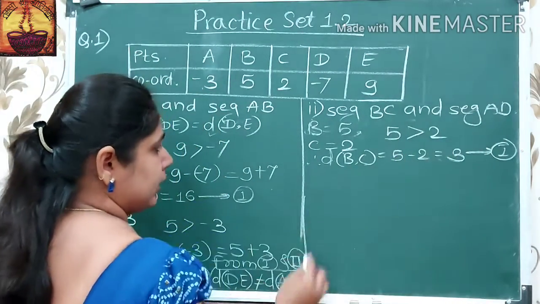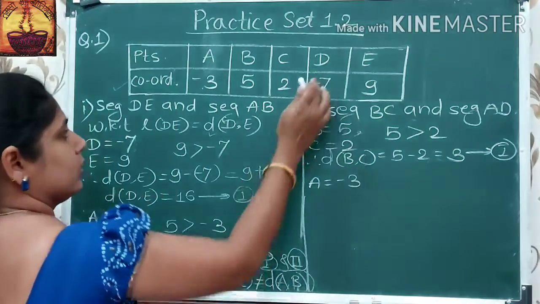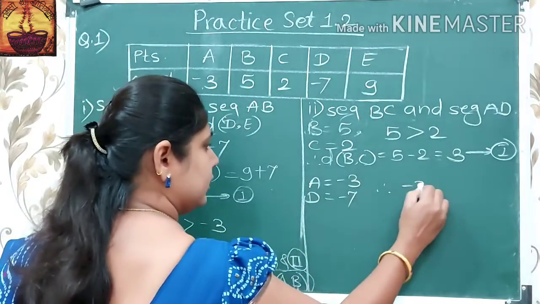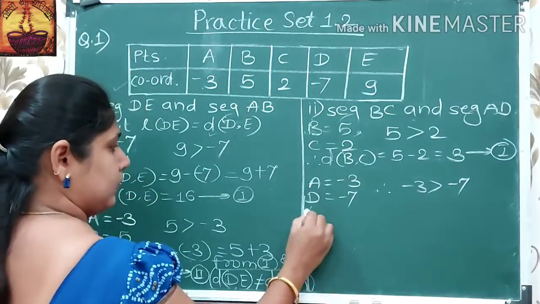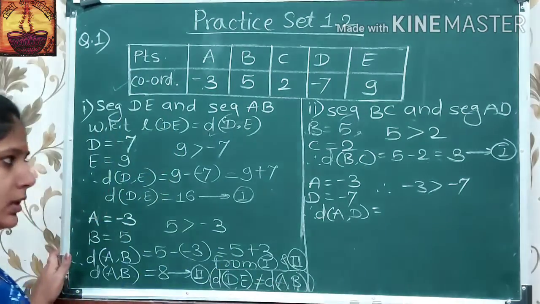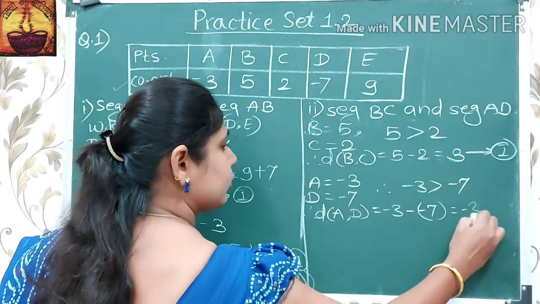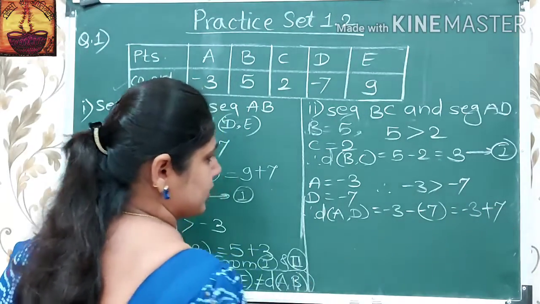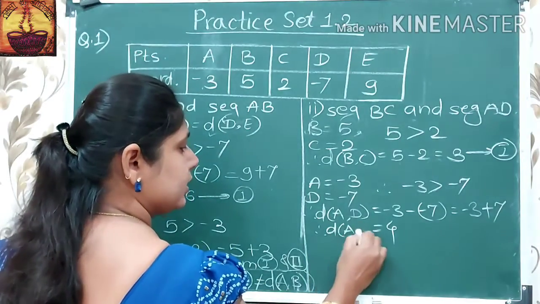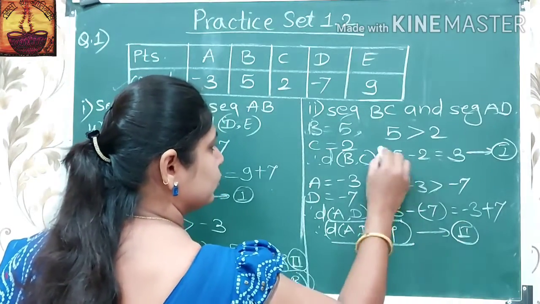Now segment AD, coordinate of A is -3 and coordinate of D is -7. We know that minus 3 is greater than minus 7. Therefore, for calculating distance AD, minus 7 is subtracted from minus 3. Minus 3 minus of minus 7 is equal to minus 3, minus minus becomes plus, minus 3 plus 7 is equal to plus 4. Distance AD is equal to 4. Let us consider it as number 2.